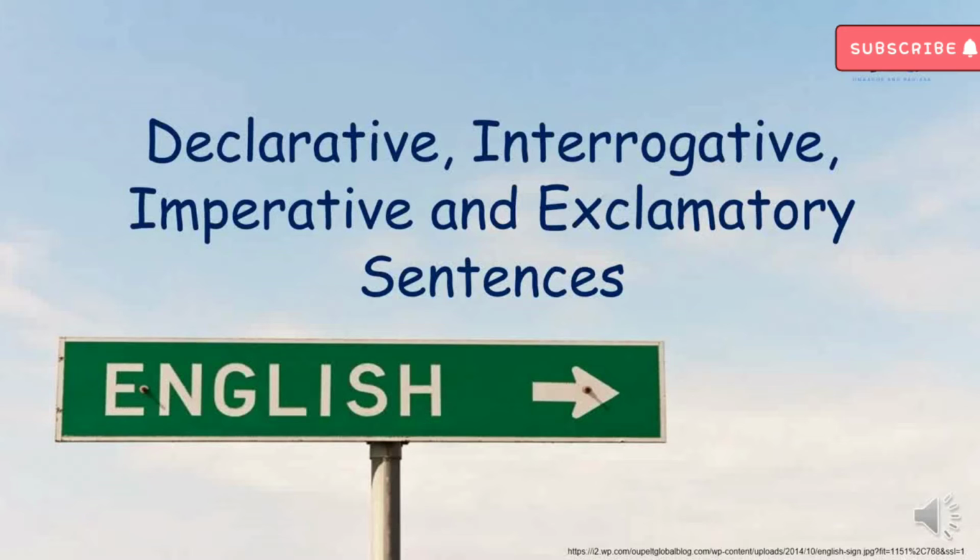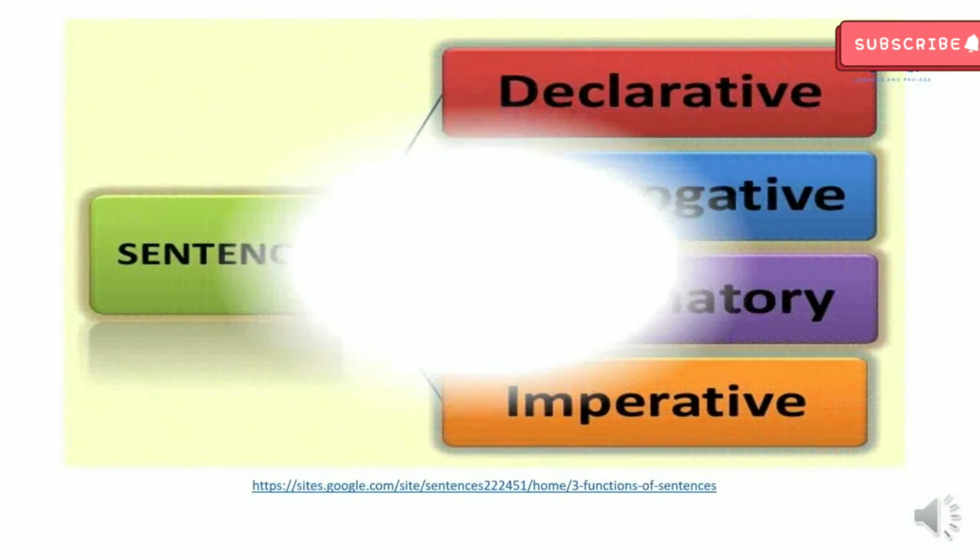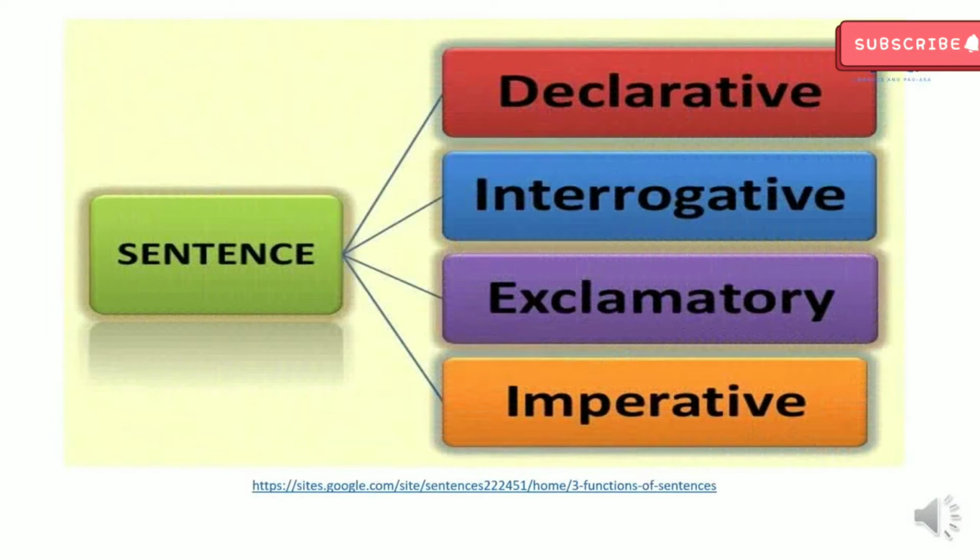In writing and speaking, there are 4 basic types of sentences that we use for different purposes, and these are declarative, interrogative, imperative, and exclamatory sentences. These different kinds of sentences in English allow us to express ourselves clearly. Using a variety of sentences in your writing will add interest and help you get your ideas across effectively.